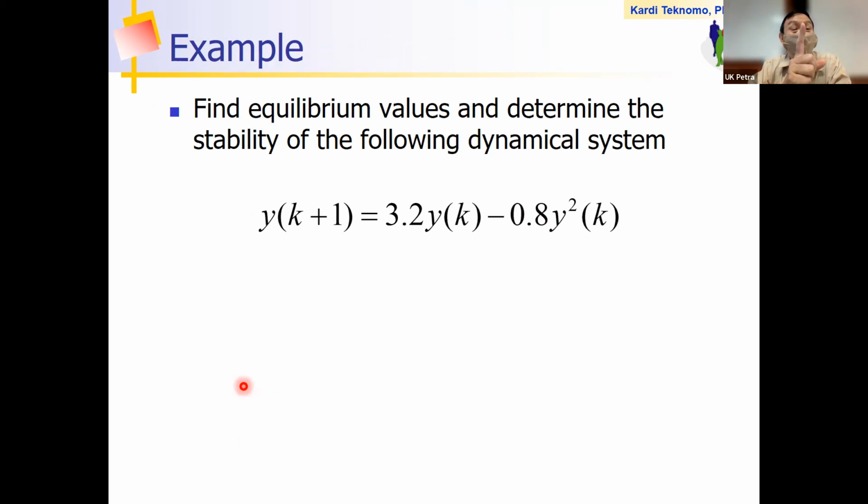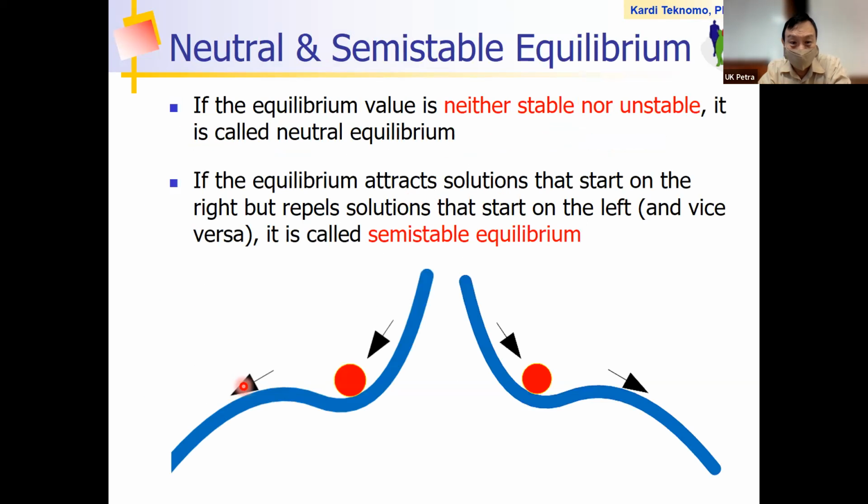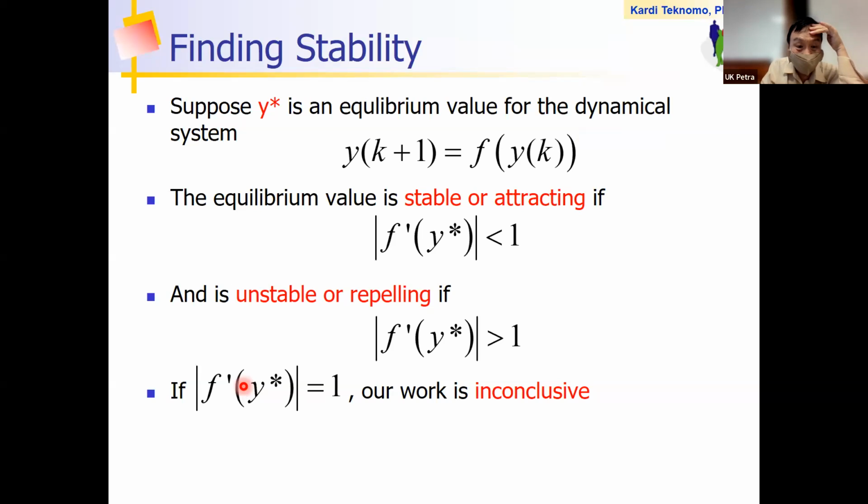One by one. For each equilibrium, you need to check whether it is stable or unstable. Yes, that is possible. So remember, there is a possibility that from the left it is stable, from the right it is unstable. So you need to check one by one for each equilibrium value. If you have a cubic equation, for example, you have three equilibrium values, then check one by one. They will probably be different. That's why this is for each y star. Okay, this is how you find the stability.